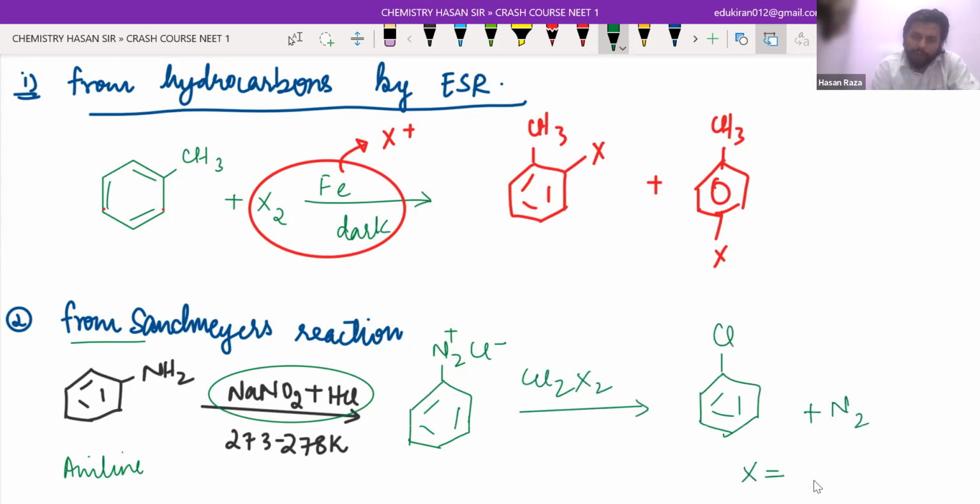This reaction is only valid for X is equal to chlorine and X is equal to bromine. For iodobenzene or fluorobenzene, we use a different method. We will do that in amines also. So is that clear? This reaction happens in 2 steps. Is that clear? Yes, sir.